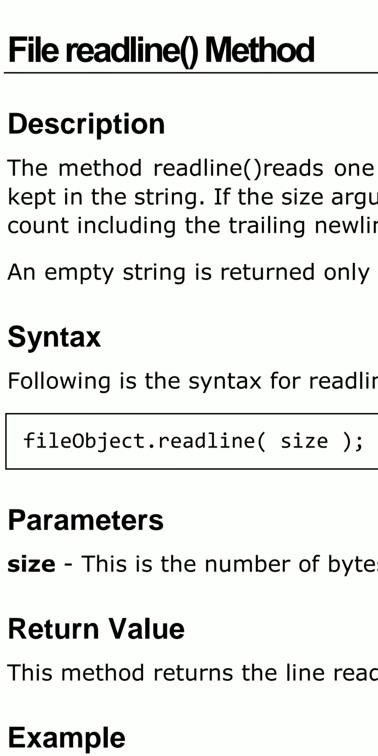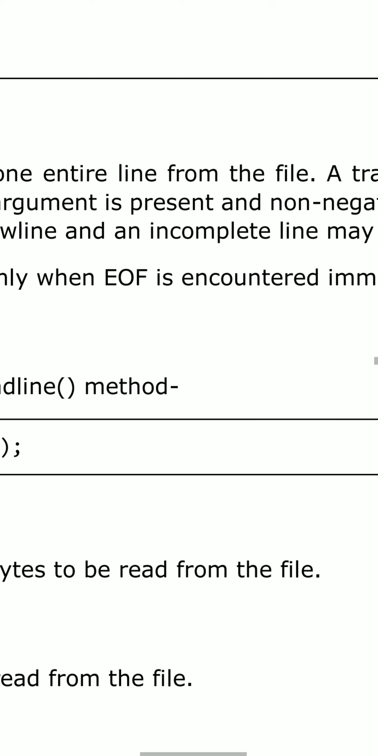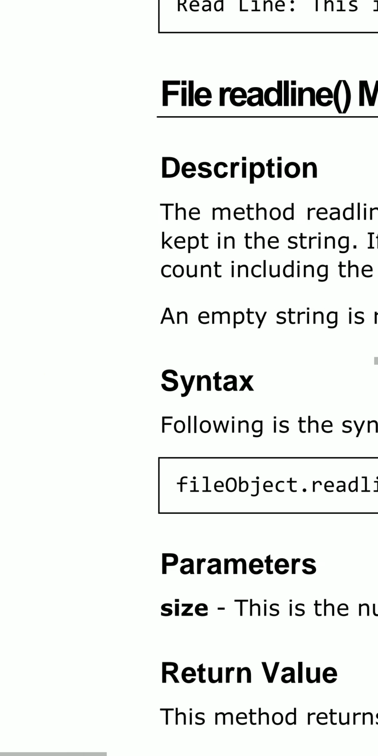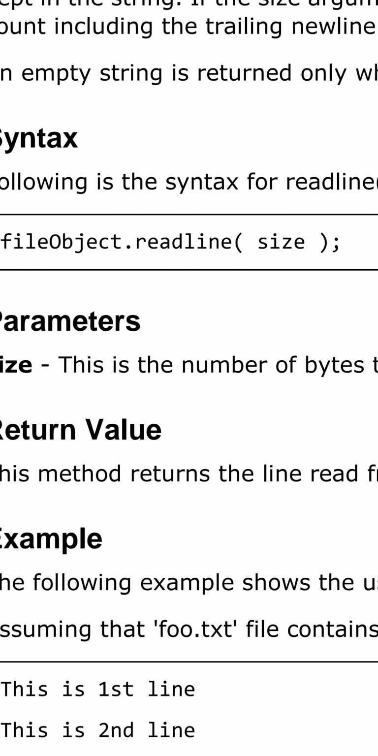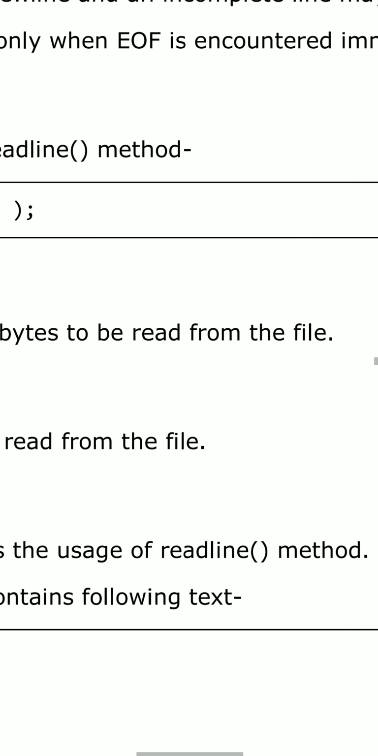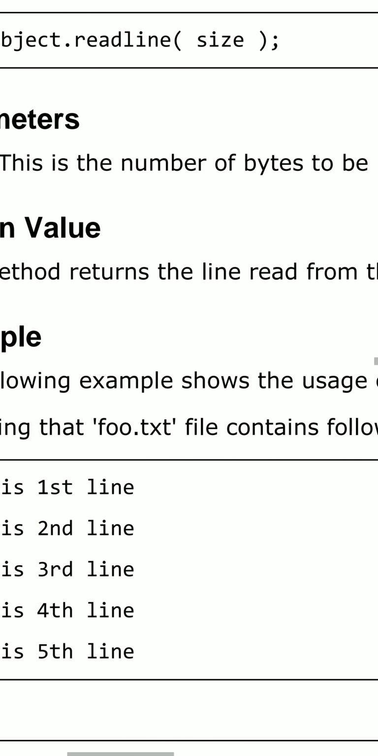Next method is the readline method. This method reads one entire line from a file. A trailing newline character is kept in the string. The syntax for this method is fileobject.readline(size). The size parameter is the number of bytes to be read from the file, and this method returns the line read from the file.